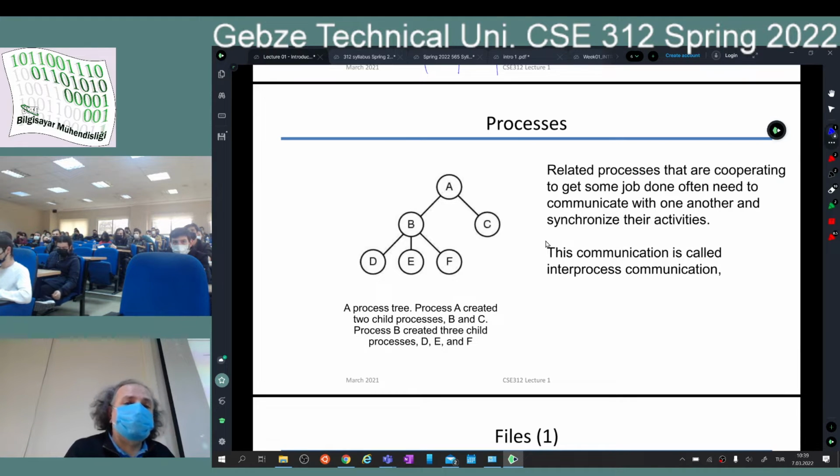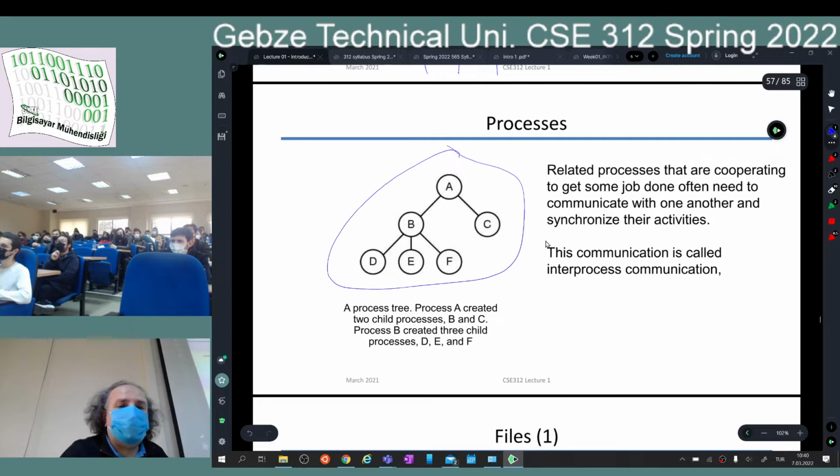So the processes. Sometimes, for a given program, you have more than one process. Say that I need, as a process A, 2 helpers, processes B and C. And process C says that I need 3 helpers, D, E, and F. So this makes it like a process hierarchy, a process family tree. These are all working in synchronization, in cooperation to complete a task.